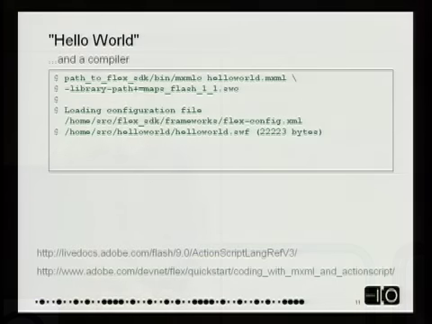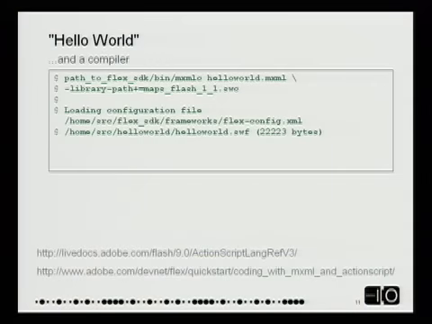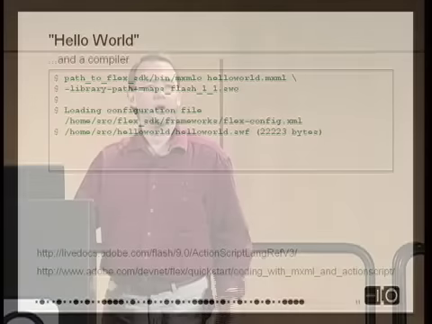A few lines of code get output, at the end of which hopefully it will say something like the name of the SWF and the size of it, which means compilation is successful. And just at the bottom, I've got a couple of links to some Adobe tutorials on getting started, covering basically the ActionScript 3 language and how to program with ActionScript and MXML.